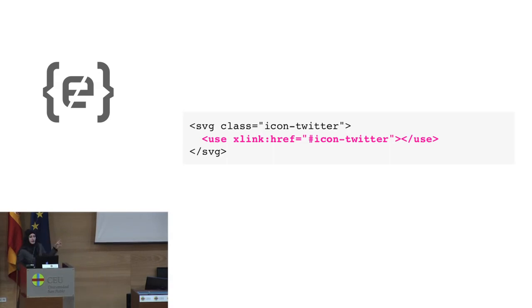So what we're doing here is just referencing the ID of the icons that we defined here, and this is just going to display whatever icon you have. You've defined all of the icons at the beginning of your document, and if you want the Twitter icon in the footer, for example, you just drop this code in the footer and you have it.